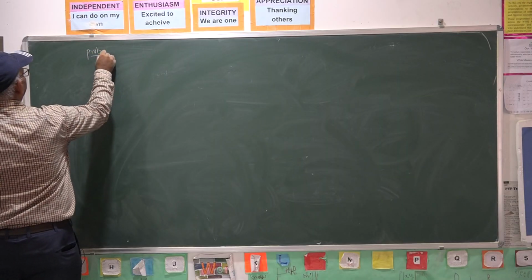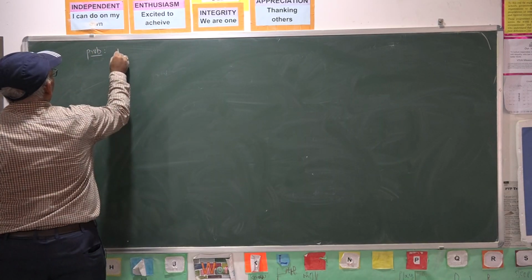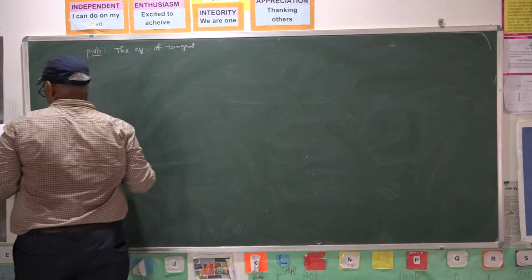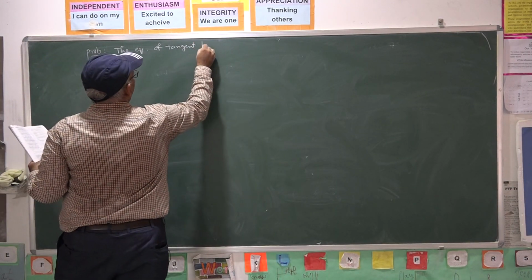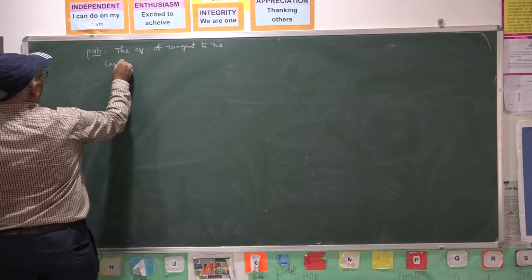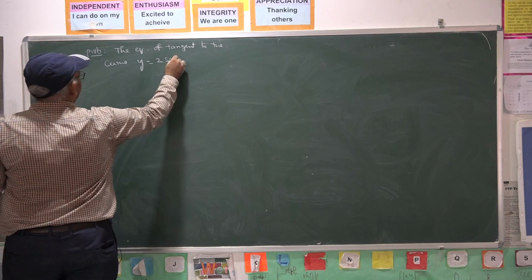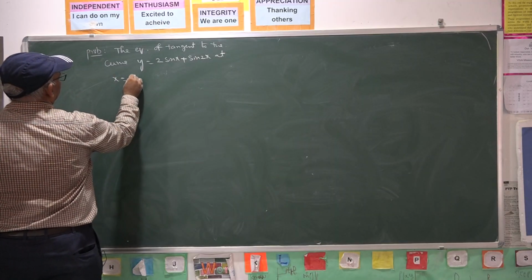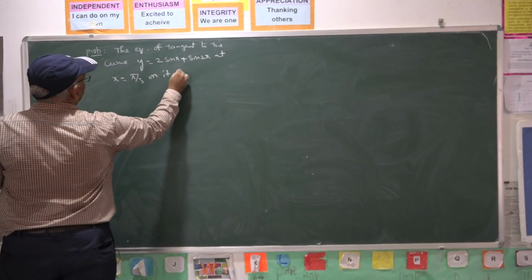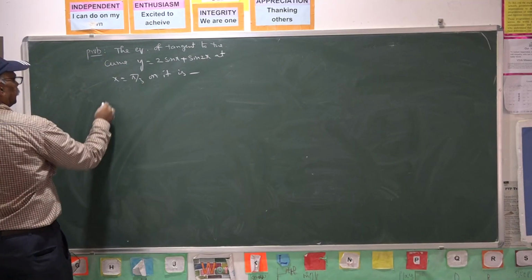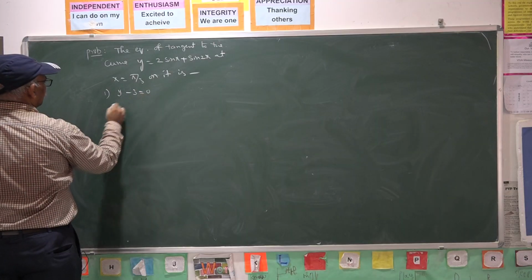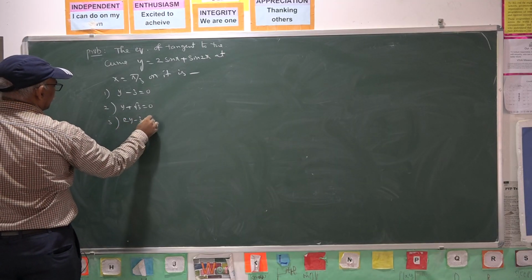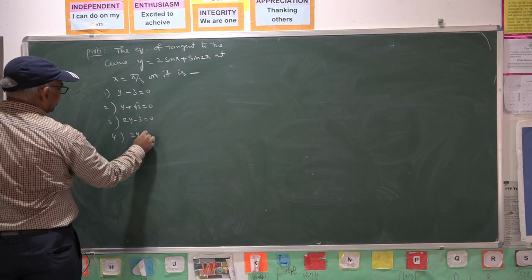Next problem. The equation of tangent to the curve y equal to 2 sin x plus sin 2x at x equal to pi by 3 is: y minus 3 equal to 0, y plus root 3 equal to 0, 2y minus 3 equal to 0, and the fourth one is 2y minus 3 root 3 equal to 0.